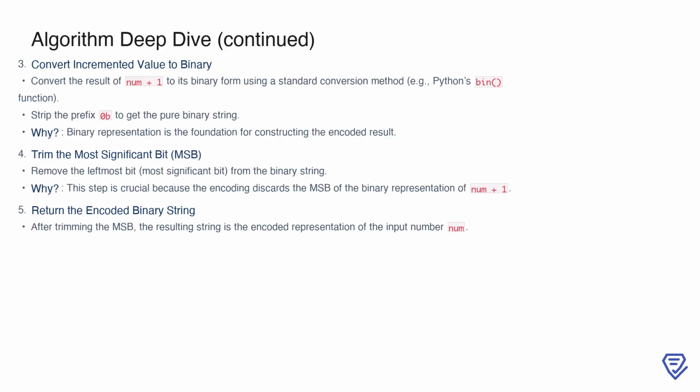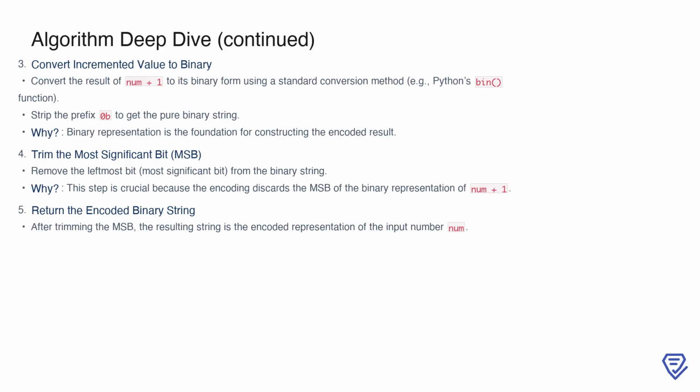Once we have this binary string, the next operation is to trim the most significant bit, or MSB, which is the leftmost digit. This step is essential because the problem explicitly requires us to discard the MSB from the binary representation of number plus 1. For instance, trimming the MSB from 110 results in 10. Finally, this trimmed string becomes the encoded binary representation of the original input number, which we then return as the output.